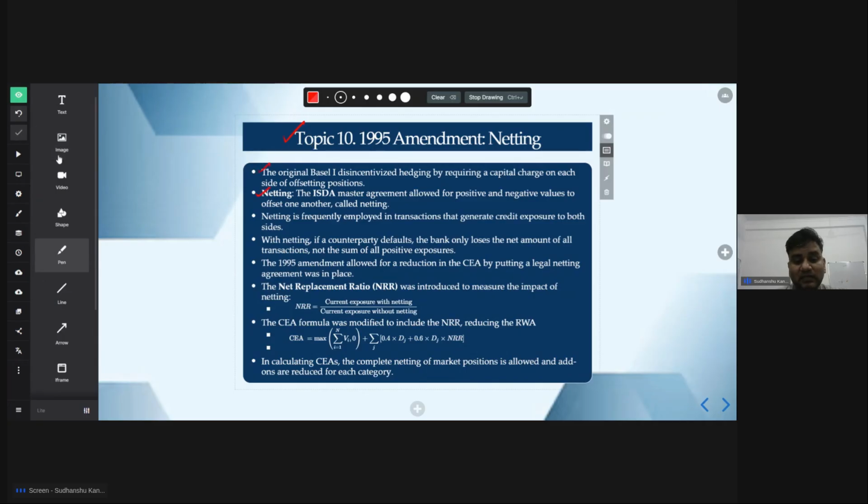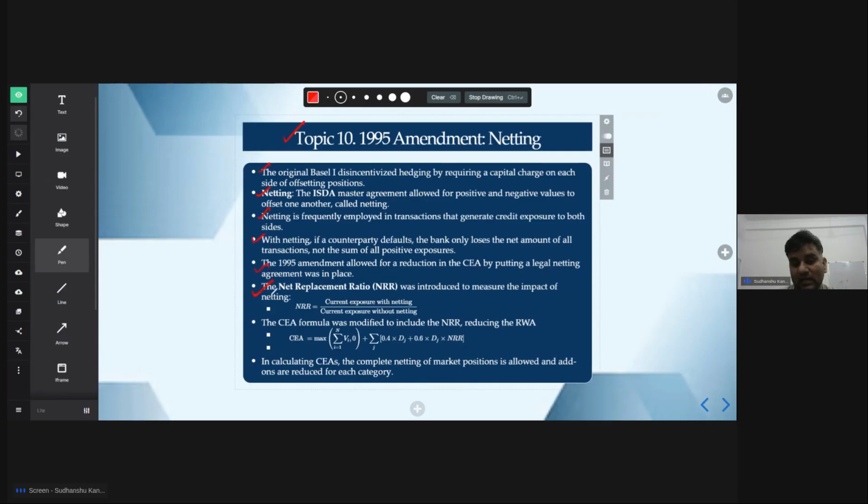Positive and negative MTMs can legally offset. On default, bank loses the net exposure, not the gross positive exposure. And what the 1995 amendment actually changed was that they allowed capital relief when a legally enforceable netting arrangement exists, reducing your credit equivalent amount, CEA, right? So that is what they did.